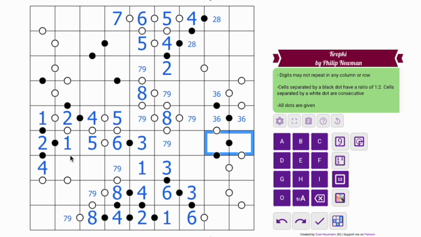What's left for this pair? We've got 3 and 6. We've got 1 and 2. So this is 4 and 8. This is 2, 4, or 8.